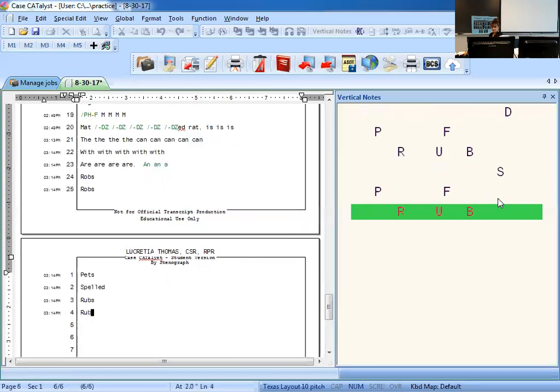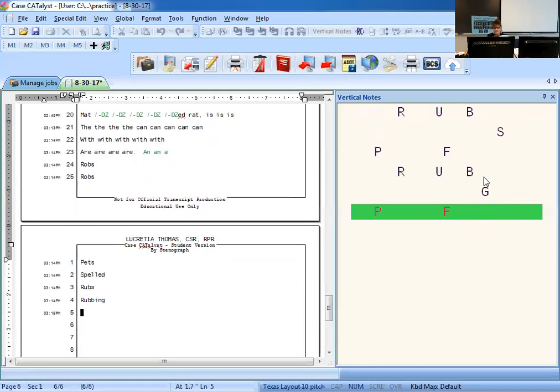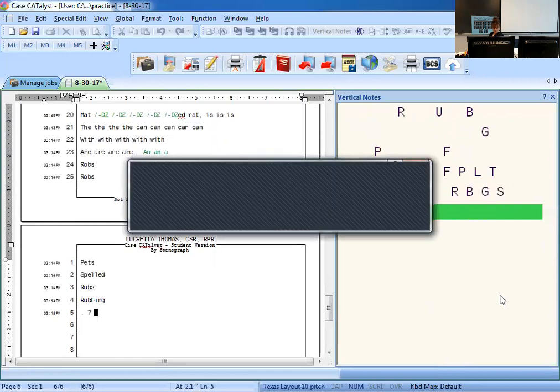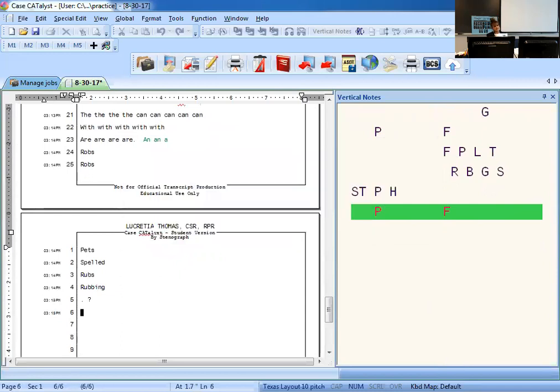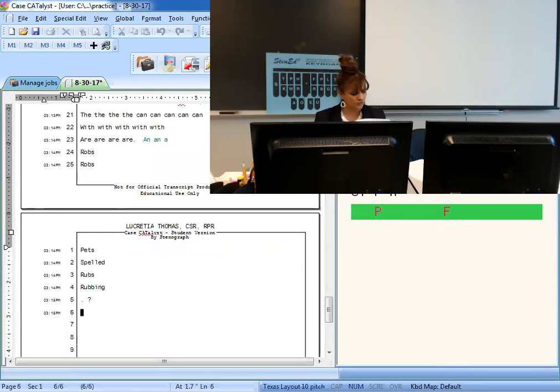So rubbing is rub, come back final G. On the final side, because it's an ending, remember the beginning parts of the word are the initial side, vowels are down here. Right side is endings, word endings. Okay? And then don't forget your period is FPLT. Comma is RBGS, question mark STPH. Okay? Very, very important. So I'm going to just dictate to you all. I'm going to enlarge myself, and I want you all to write these words just like they are, okay? Just whatever I'm dictating. Find a focal point.